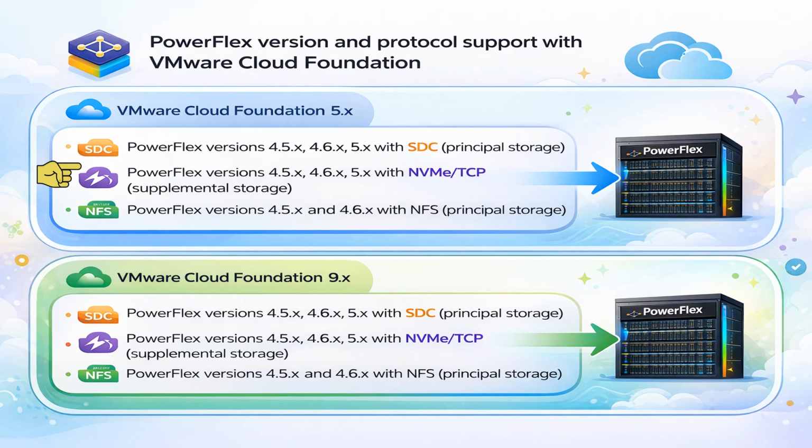Next is NVMe over TCP. This is listed as supplemental storage and not the main storage. So what does that mean? It means NVMe TCP can be used alongside SDC but not as the primary storage layer for VCF management workloads. This protocol is used when we want ultra low latency and high performance on standard Ethernet networks without Fibre Channel.